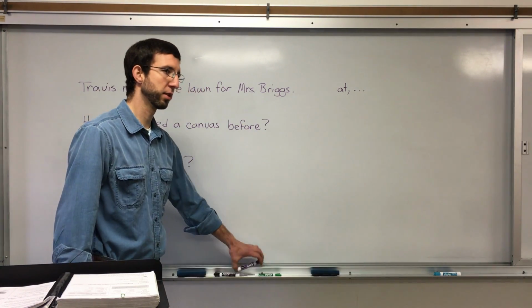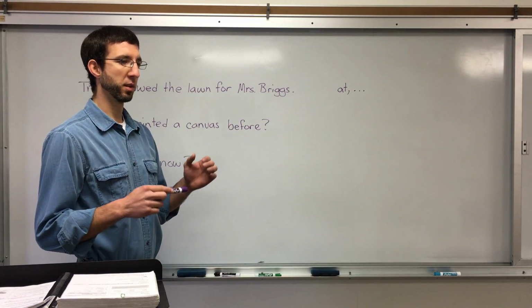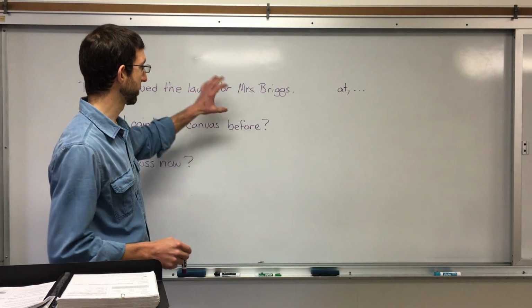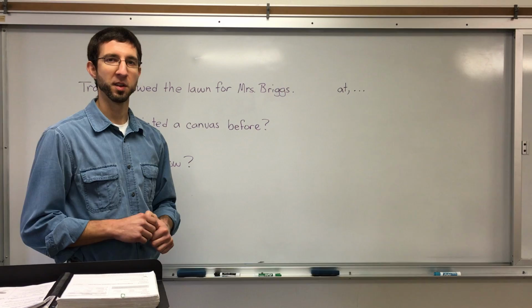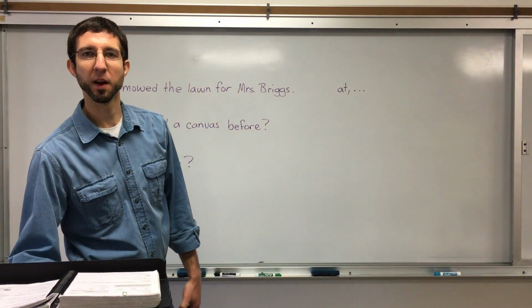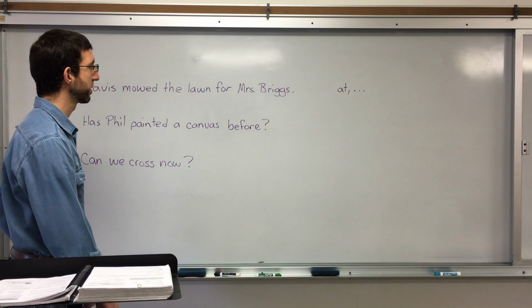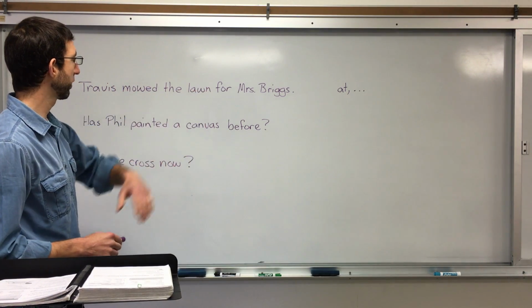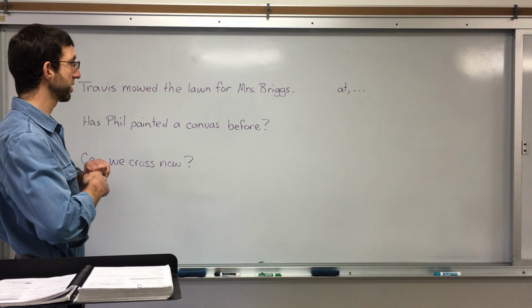Now let's find the preposition and the prepositional phrase in this first sentence. If you've got the prepositions memorized, it's really not that hard. You look for a preposition and they pop out. Travis mowed the lawn for Mrs. Briggs. There it is, for.